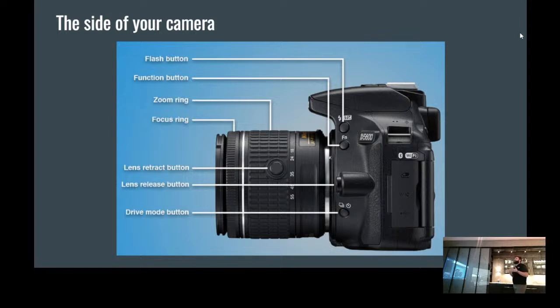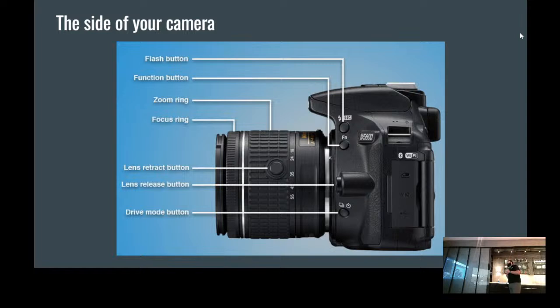Zoom ring. If you have a telephoto lens, the zoom ring will give you a wider or tighter focus. Focus ring, if you're not using an automatic focusing, that's going to be your way of focusing on the camera. If you're doing videography, I definitely recommend using manual focus. If you are doing standard photography, autofocus should do just fine for you.